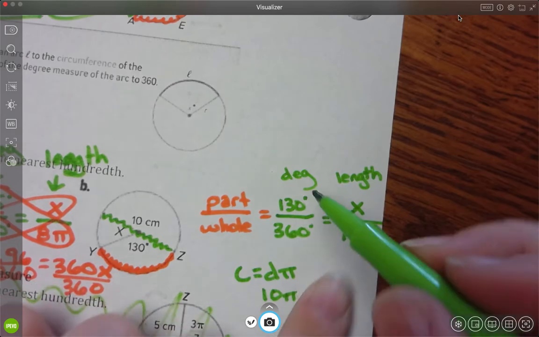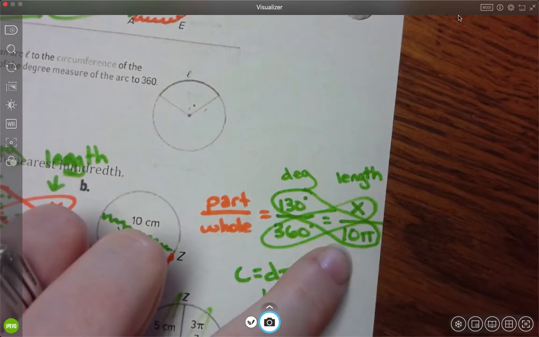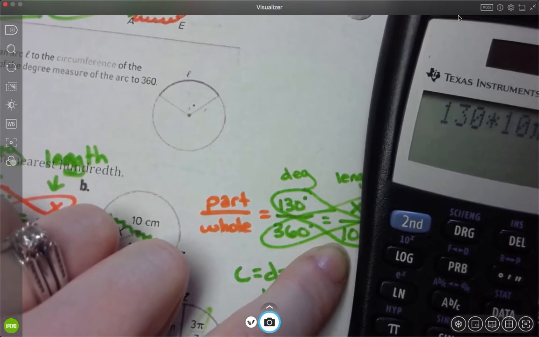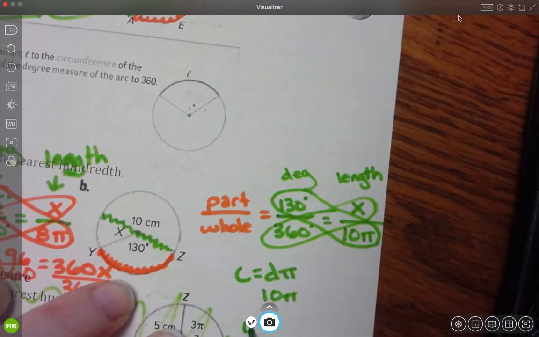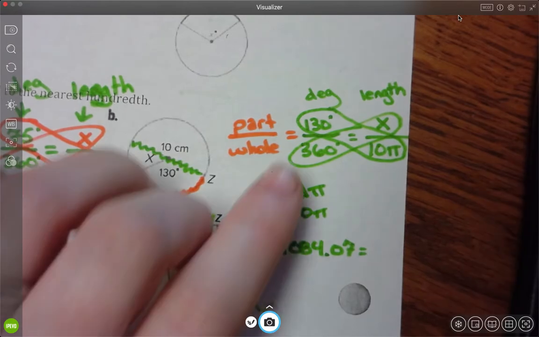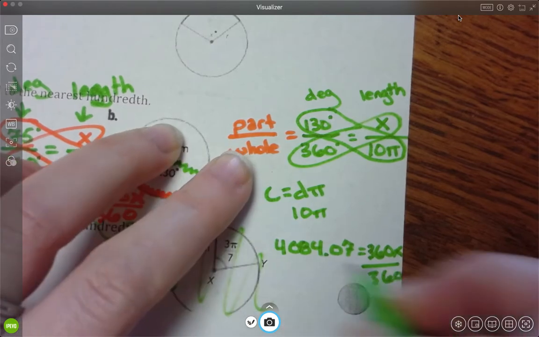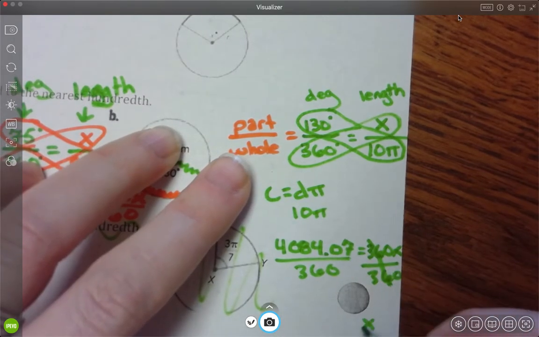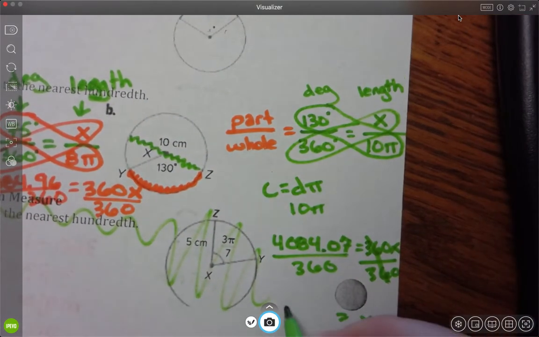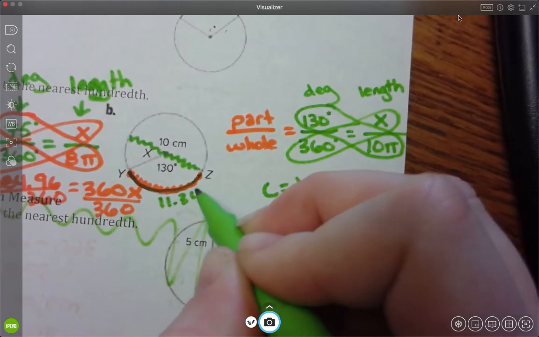Now I just cross multiply. I have 130 times 10 pi. Let's start with that. 130 times 10 pi gives me 4084.07. That's equal to 360x, and then I divide by 360. So x is going to be, dividing by 360, I get 11.34. That's what this length is right here, 11.34 centimeters.